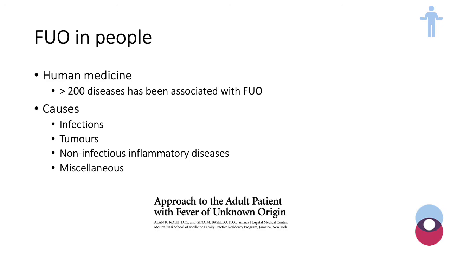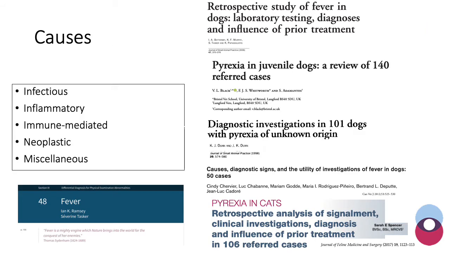FUO in people. So in people, they've found that more than 200 diseases have been associated with FUO, by actually having a fever for more than 3 weeks, or not found an underlying cause with 3 or more visits or 3 days of hospitalization. And in people, they're divided into infections, tumors, non-infectious inflammatory diseases, and miscellaneous. It's a little bit different in veterinary medicine. So the causes that we see in veterinary medicine, and the way that most papers and also most chapters would divide these causes, would be infectious, inflammatory, immune-mediated, neoplastic, and miscellaneous.